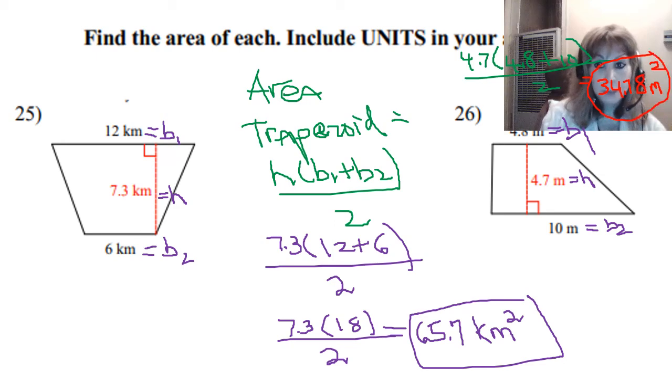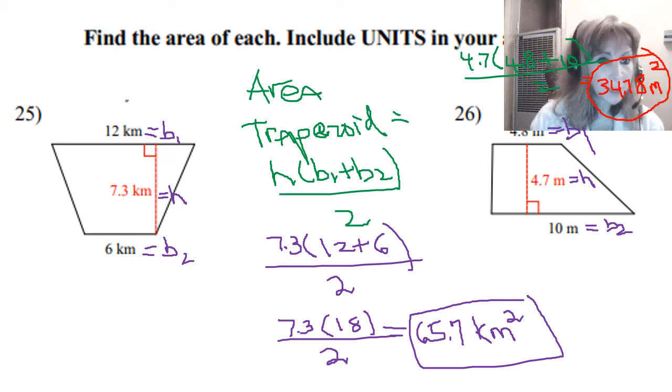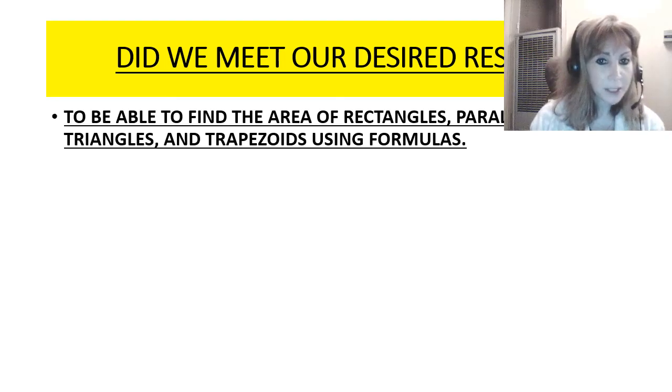So I hope this helps you. If you need me, don't hesitate. Contact me in the drop-in center. I'll be happy to help you. Remember, we just did area of rectangles, parallelograms, triangles, trapezoids, and we used formulas to solve it.